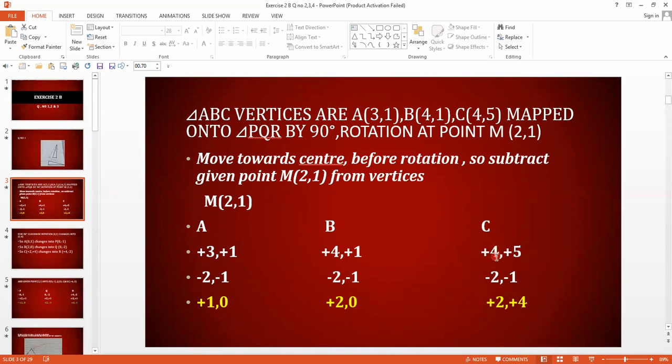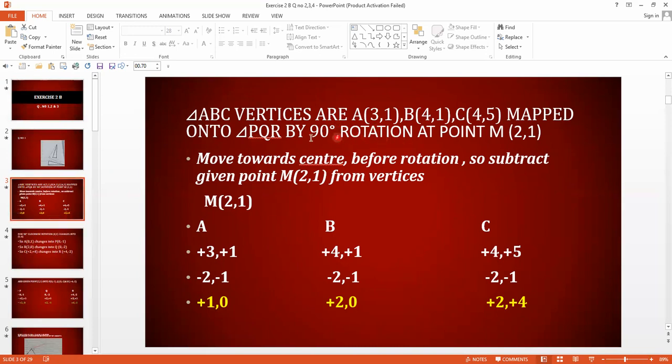Similarly, we come to the third point. What is the third point? 4 and 5. So when we subtract, it becomes -2 and -1, and after subtracting, it becomes +2 and +4. Clear? So what is the first step? Before drawing a graph of ABC on a graph paper, first we have to move that image to the center, and how do we move that image toward the center? By subtracting the given point. Clear? Now we come to the second part.